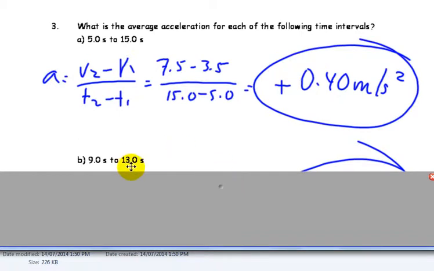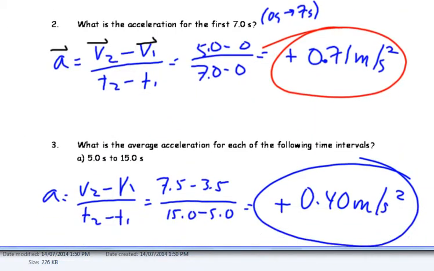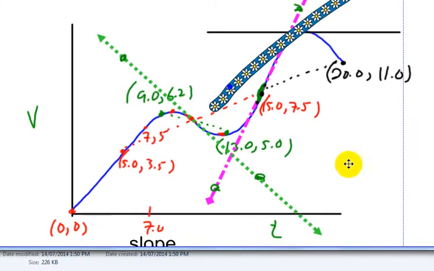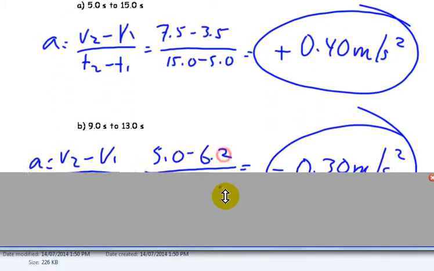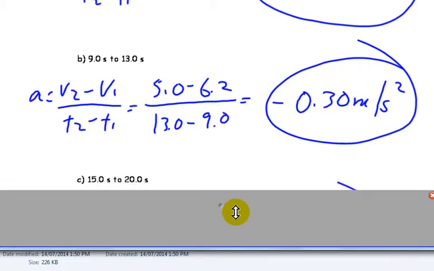From 9 to 13, maybe pause the video right now and you try that and see what you come up with, and then see what the answer is here. Okay, if you had a chance to look at that from 9 to 13, so 9, and I got about 9 and 6.2. 13, it's at around 5. So we're looking at this green line here that joins those 2 points. So it's going to be 5 minus 6.2 over 13 minus 9. So you can see I'm going to get a negative answer, and you should because it's decreasing. So when I did it, I got 5 minus 6.2 over 13 minus 9, minus 0.30 meters per second squared.